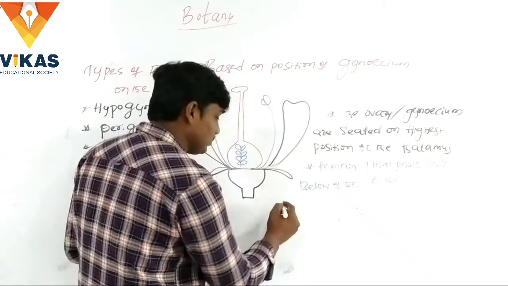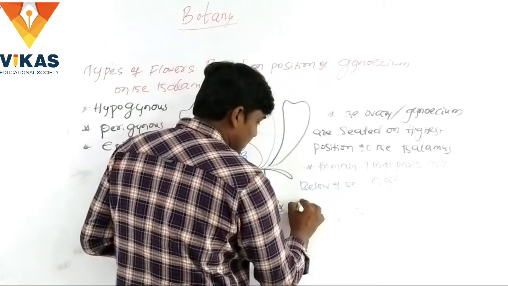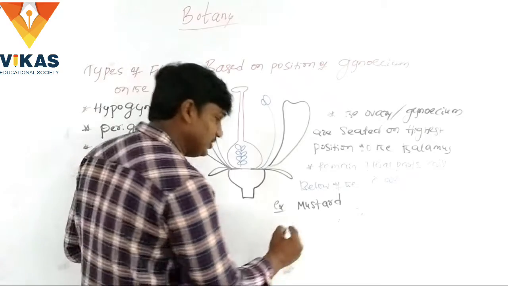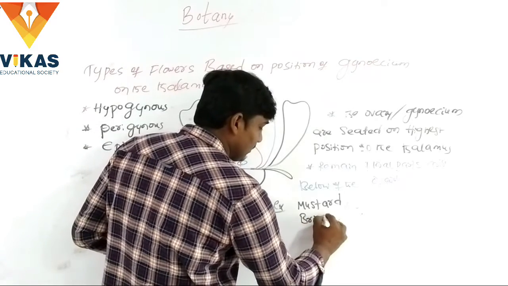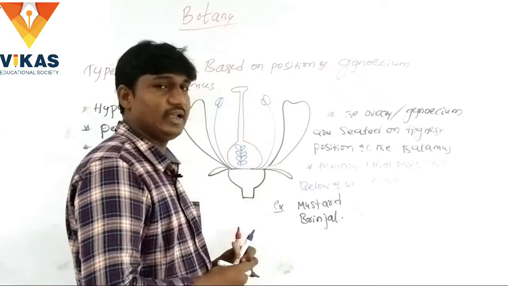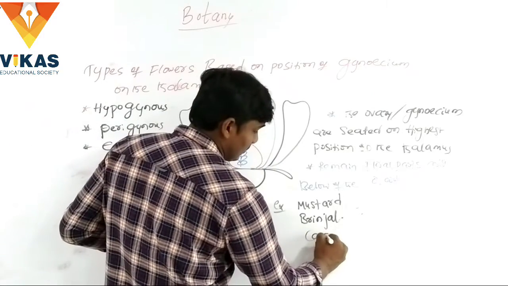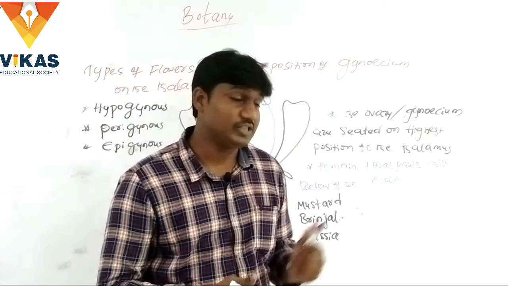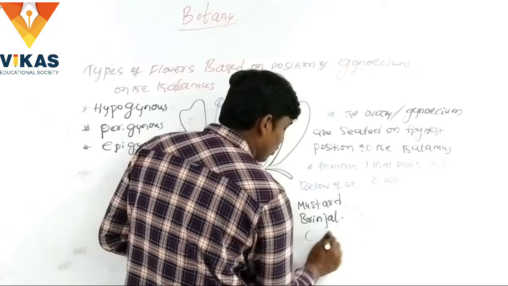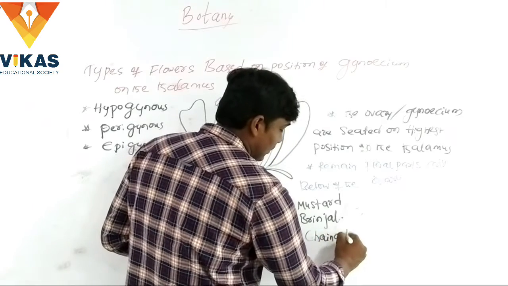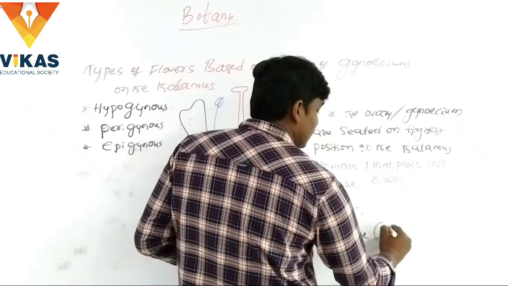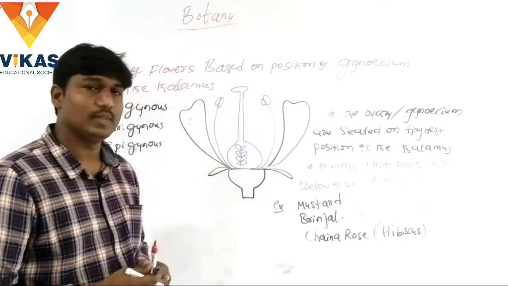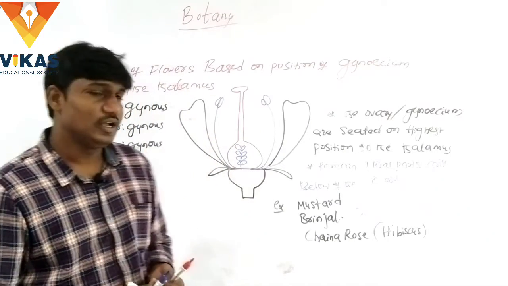In hypogynous flowers, the examples are mustard, brinjal and cassia, or China rose, sorry, it is China rose, hibiscus. So this is about hypogynous flowers.